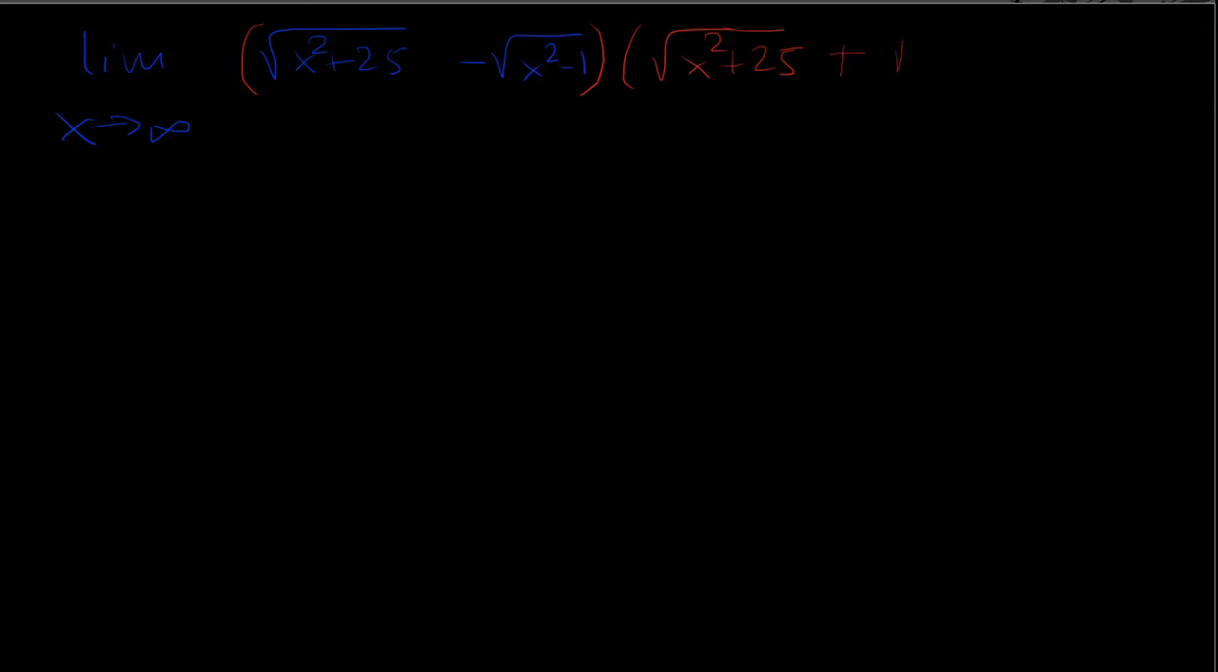Let's say we have the limit as x approaches infinity of the square root of x squared plus 25 minus the square root of x squared minus 1. We know that each one of those square roots will go to infinity, so we'll have infinity minus infinity. So now we're going to multiply top and bottom by the conjugate. So it'll be the square root of x squared plus 25 plus the square root of x squared minus 1.